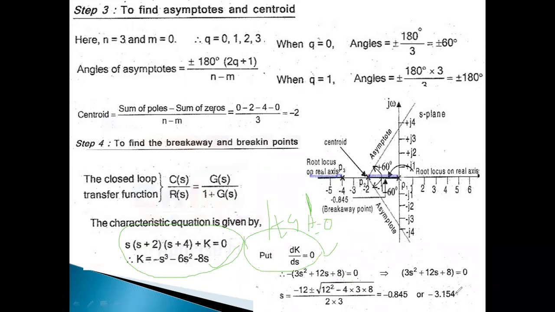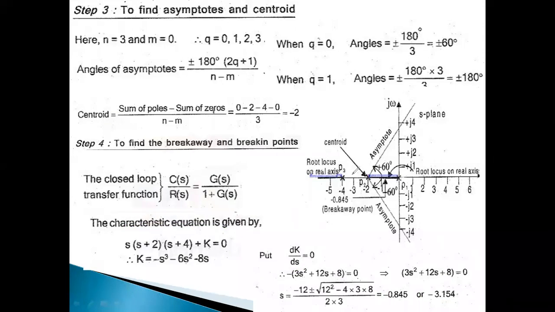So if we do that, you will get some S values: S is equal to minus 0.845 and one more, S is equal to minus 3.154. Okay. Are you able to follow?